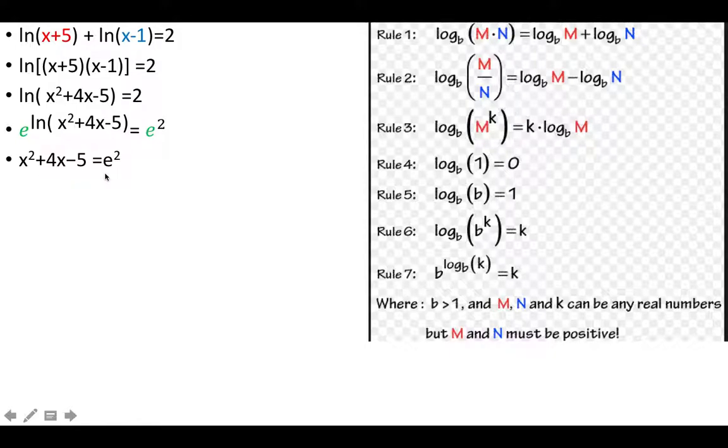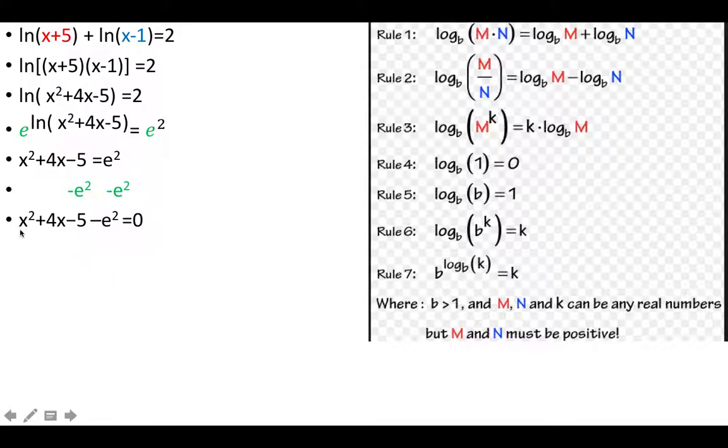Now, to solve for a quadratic equation, you have to make sure it's equal to 0. We can't have this e squared right here. So you're going to have to subtract the e squared from both sides, and then you finally get your equal to 0. Now, here's a part where I'm not sure if they want a decimal answer, or if they want you to keep that e or not. So at this point, I'm not sure what they're looking for in their answer.